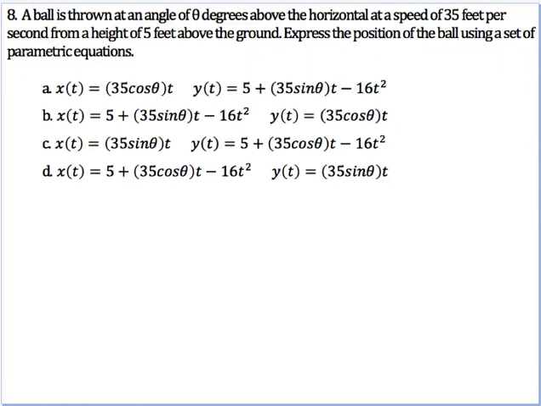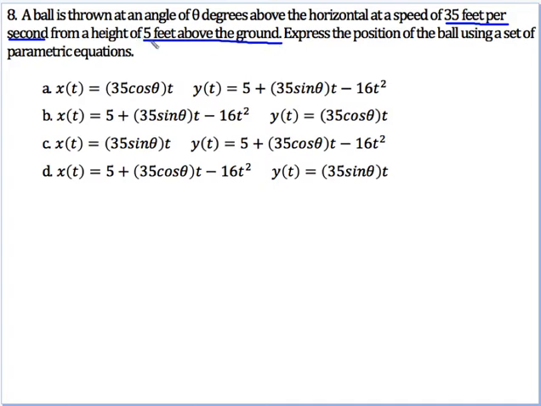Okay. All right, a ball is thrown at an angle of theta degrees above the horizontal at a speed of 35 feet per second. We need to remember it's in feet, not meters. So feet per second from a height of 5 feet above the ground.